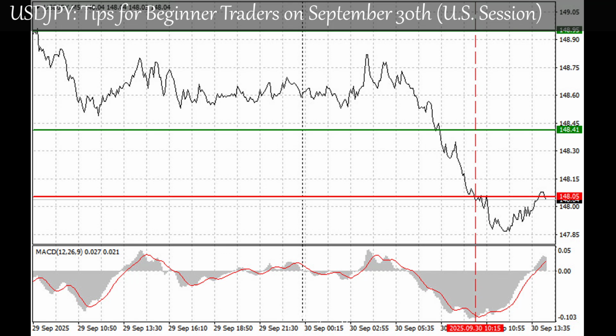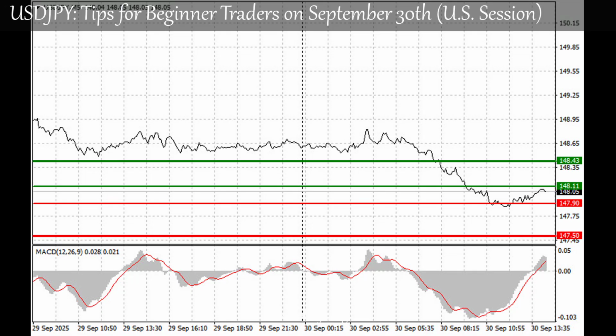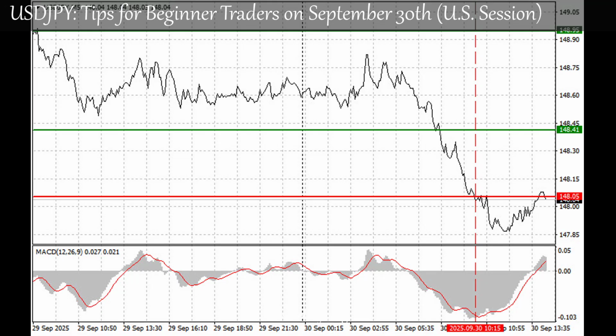USDJPY, tips for beginner traders on September 30th, US session trade analysis and tips for trading the Japanese yen. The test of 148.05 in the first half of the day occurred when the MACD indicator had already moved well below the zero line, which limited the pair's downward potential. For this reason, I did not sell the dollar.